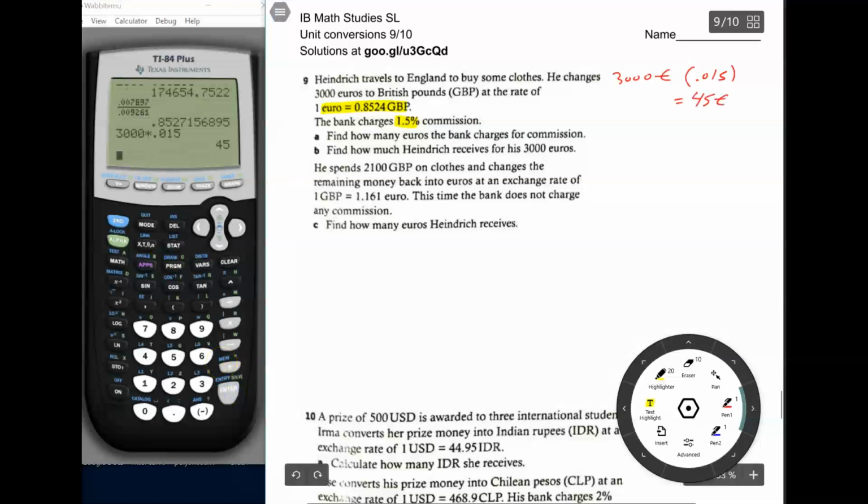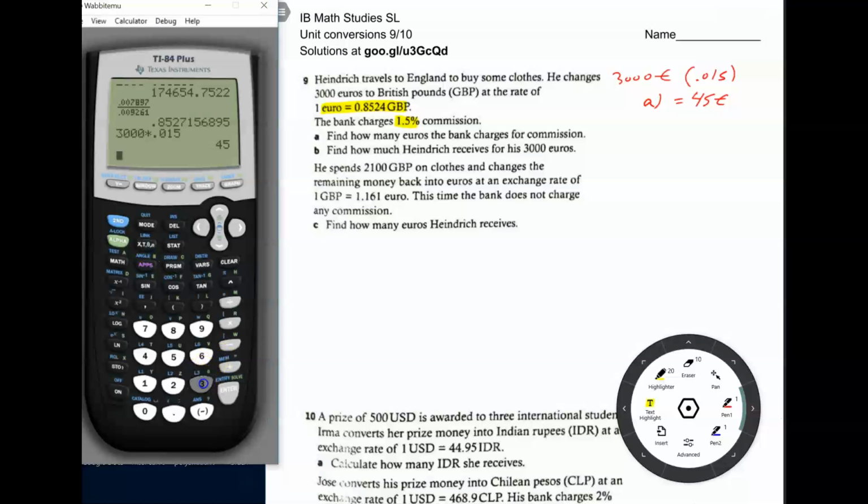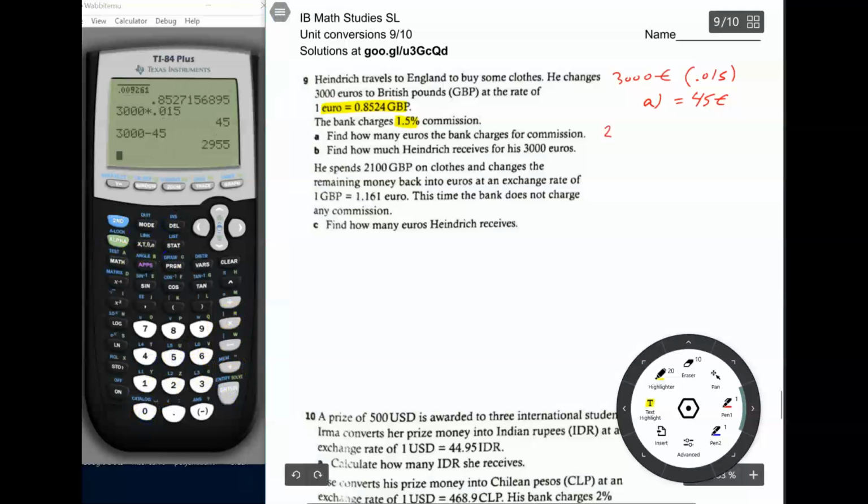Okay? 45 euros is the commission, and that is the answer to part A. Part B: find how much Heinrich receives for his 3,000 euros. The first thing we're going to do is take the 3,000 and subtract out the 45, and we get 2,955. So we start out with 2,955 euros.